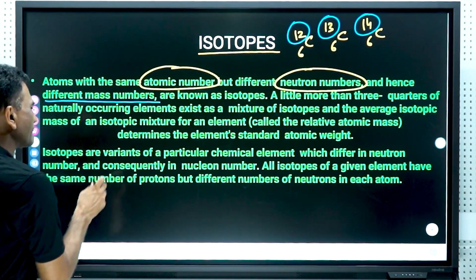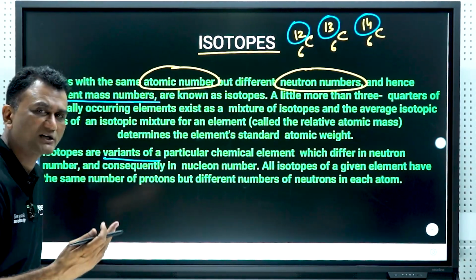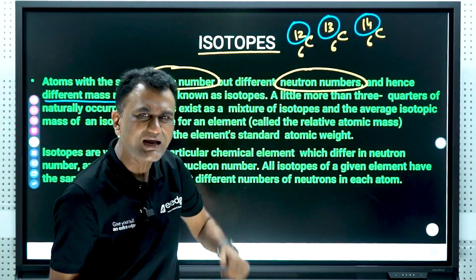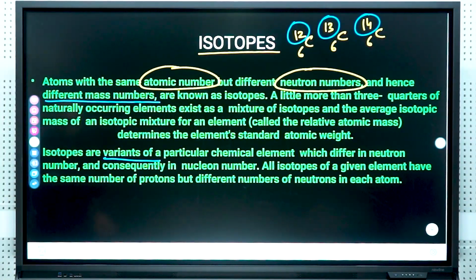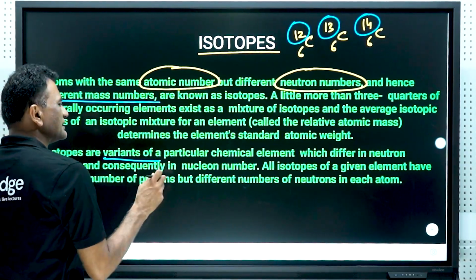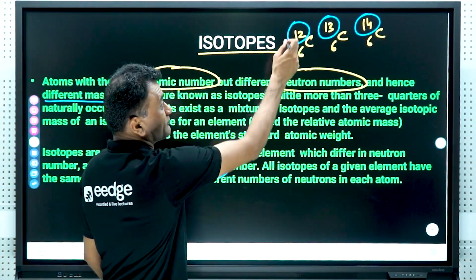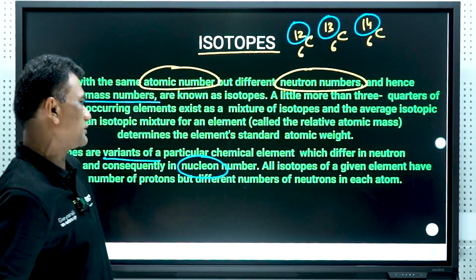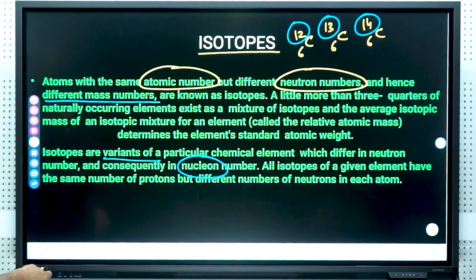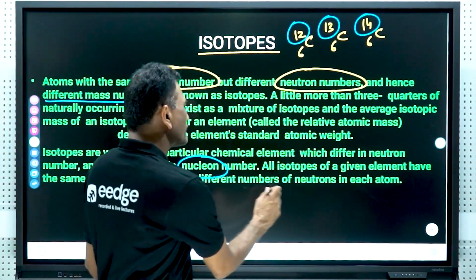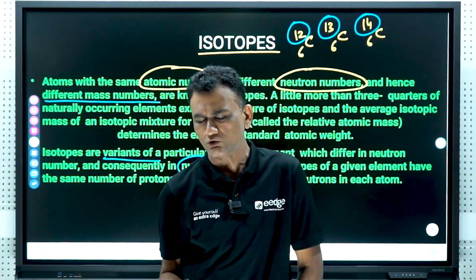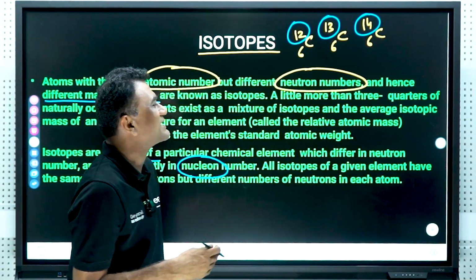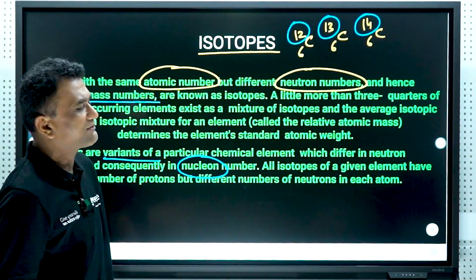So isotopes are variants of a particular chemical element. Carbon is one element and these are the varieties of carbon atoms in nature which differ in neutron number and hence in nucleon number. Nucleon means the sum total of protons and neutrons. The particles present in the nucleus are called nucleons. All isotopes of a given element have the same number of protons but different numbers of neutrons in each atom, right? Hopefully you have understood what isotopes are. There are similar terms called isobars that we'll see in our next class.